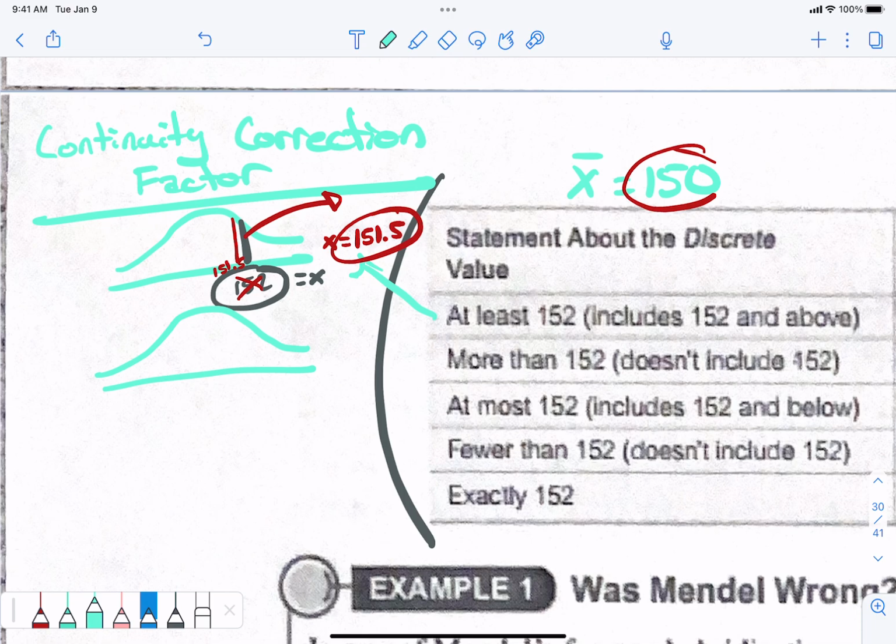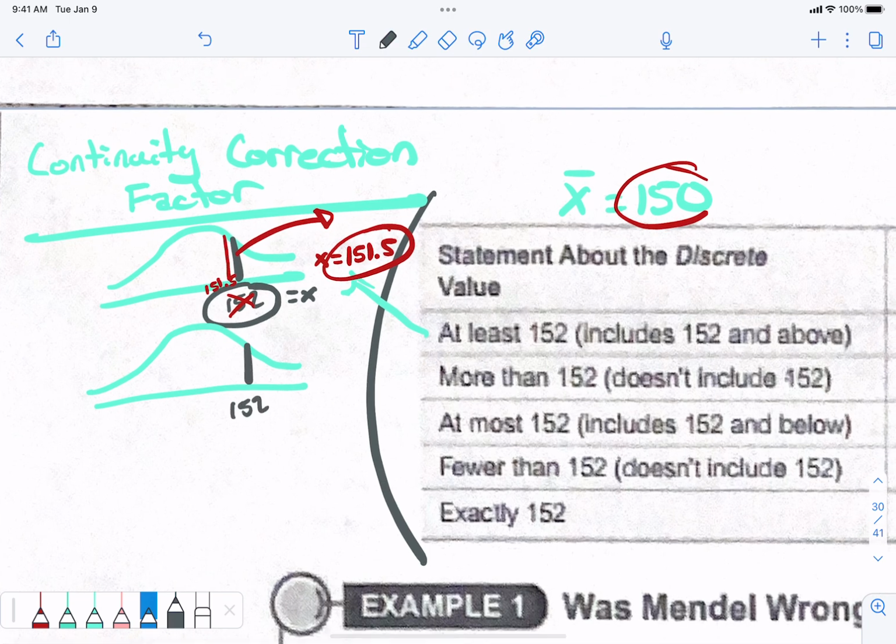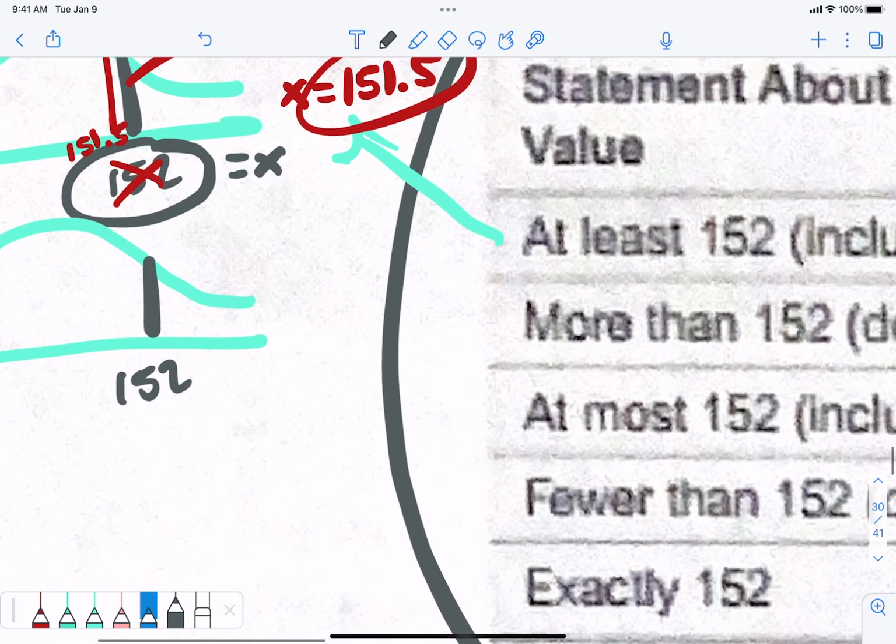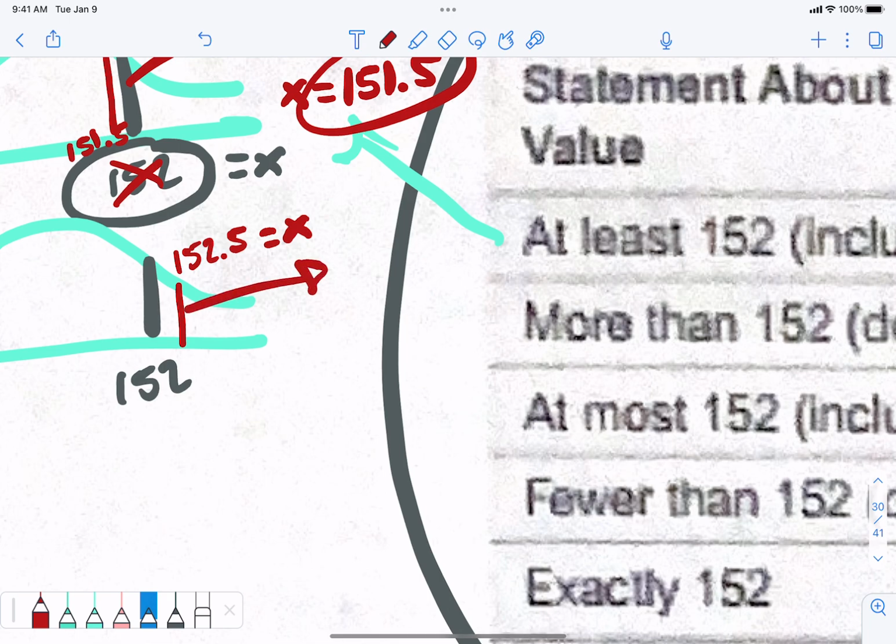Okay. So this one says more than 152 does not include 152, okay? So this one, 152 is here, and I want more than. I don't want to include 152. So what are you going to use as your correction factor? 152.5. That's what you're going to use for X, okay? More than 152 does not include 152. So I'm going to use that one because we're still going to the right, okay?